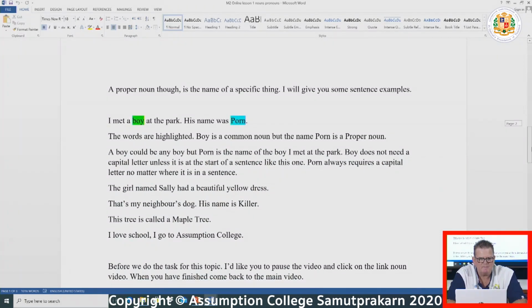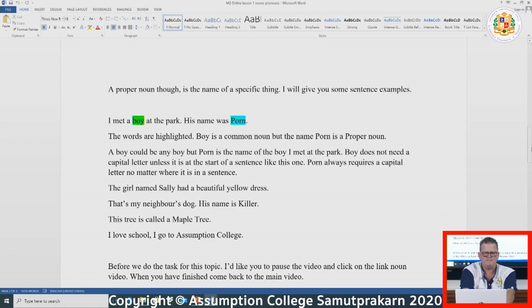I met a boy at the park. His name was Pawn. The words are highlighted. Boy is a common noun, but the name Pawn is a proper noun. A boy could be any boy, but Pawn is the name of the boy I met at the park. Boy does not need a capital letter unless it is the start of a sentence like this one. Pawn always requires a capital letter, no matter where it is in the sentence.